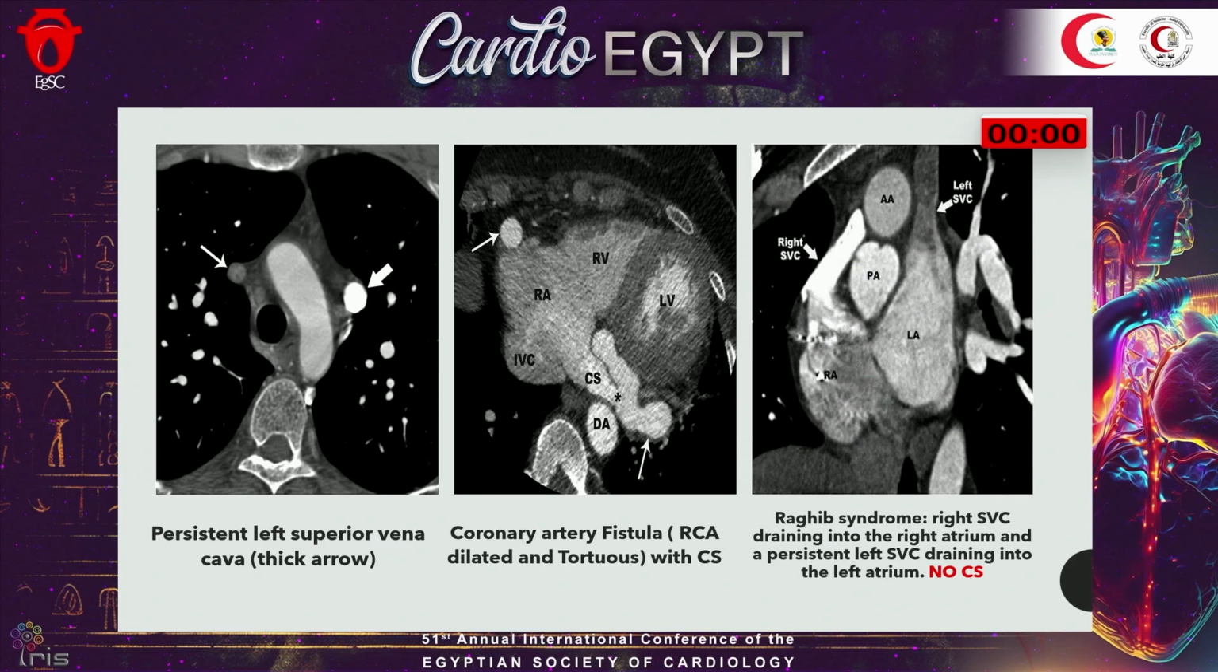Also, CT will inform us about any anomaly. This is a persistent left superior vena cava. Also, this is a communicating fistula between the coronary sinus and right ventricle, right coronary. This is Rogier syndrome: absent coronary sinus with persistent left superior vena cava drained into the left atrium, and inferior vena cava and right superior vena cava drained into the right atrium with no coronary sinus.